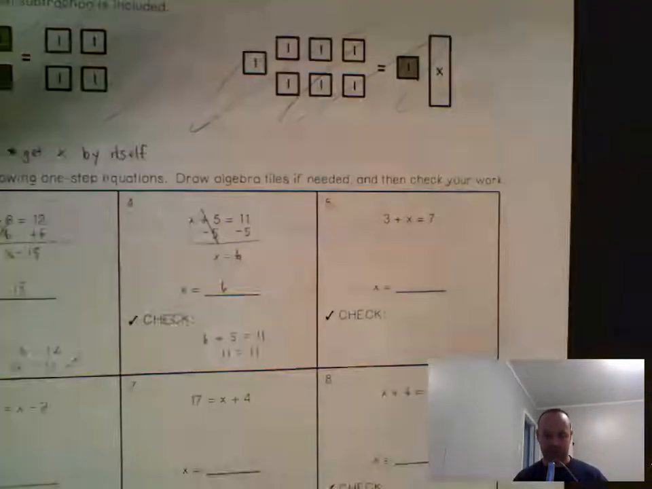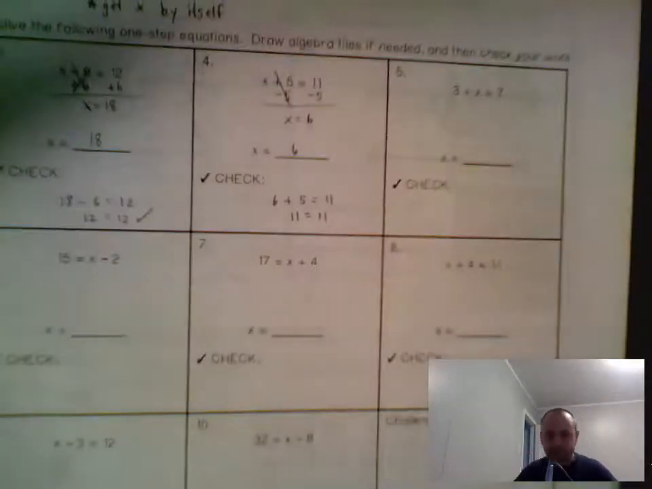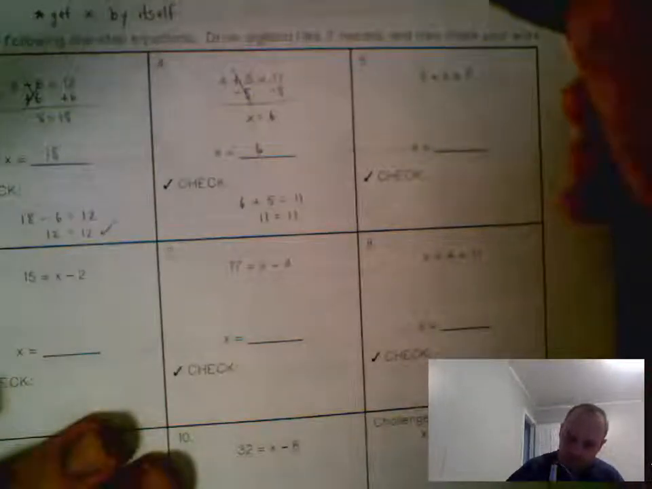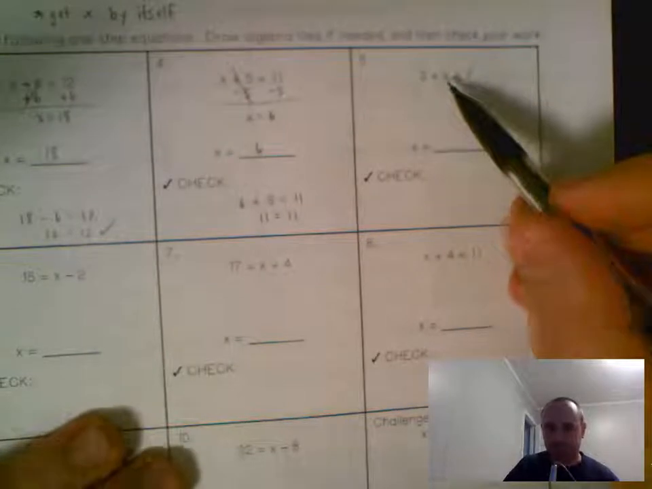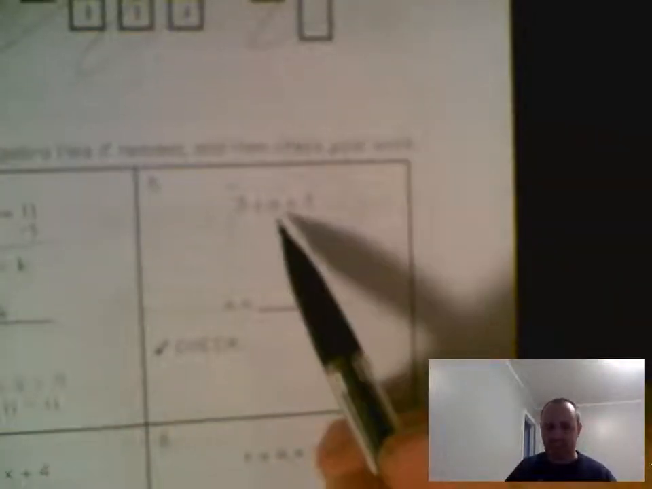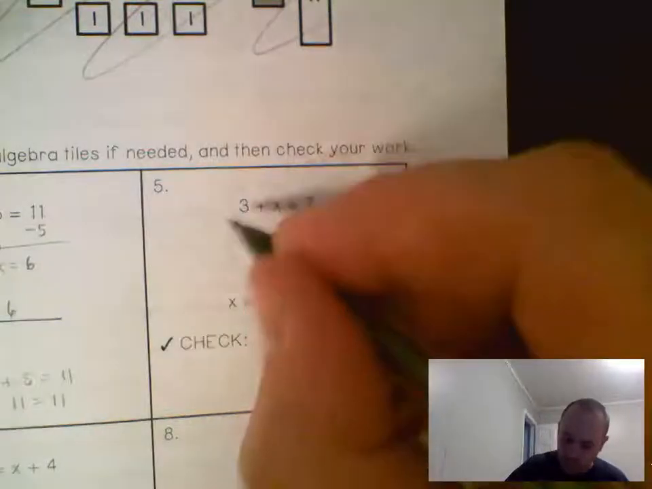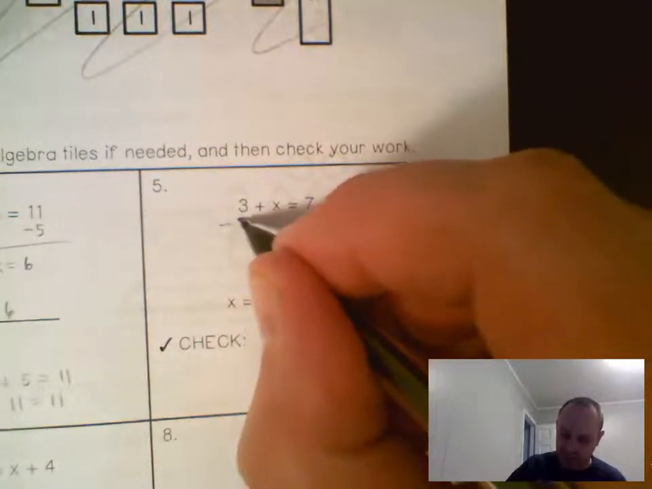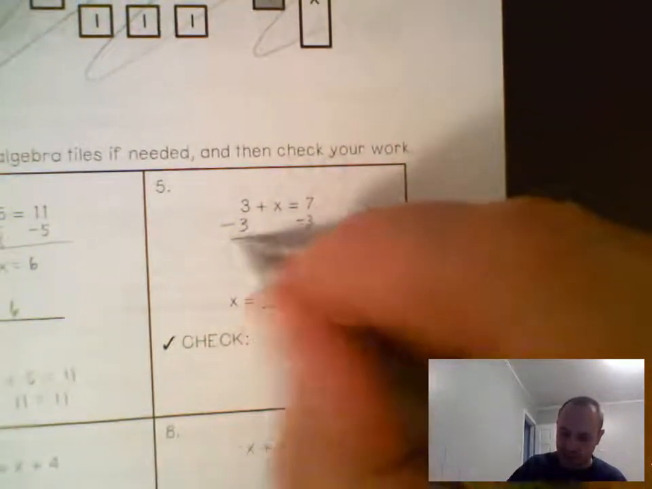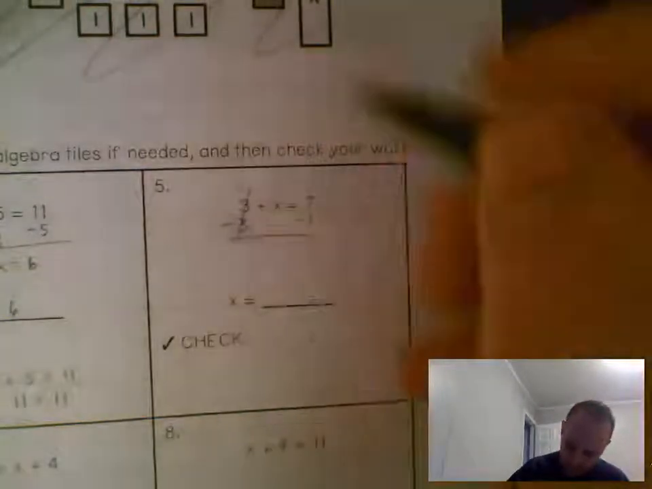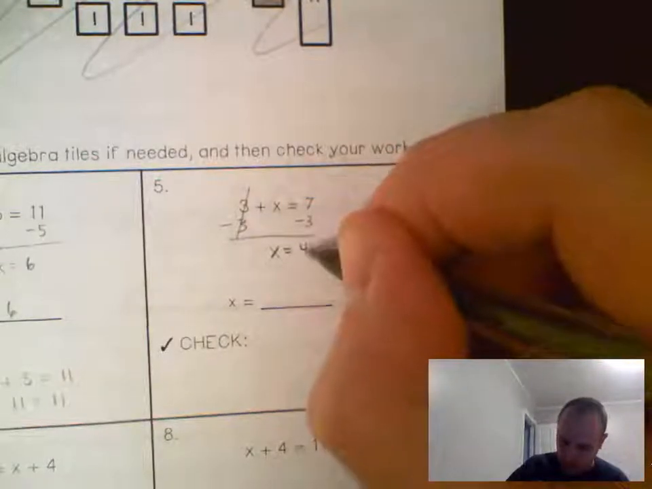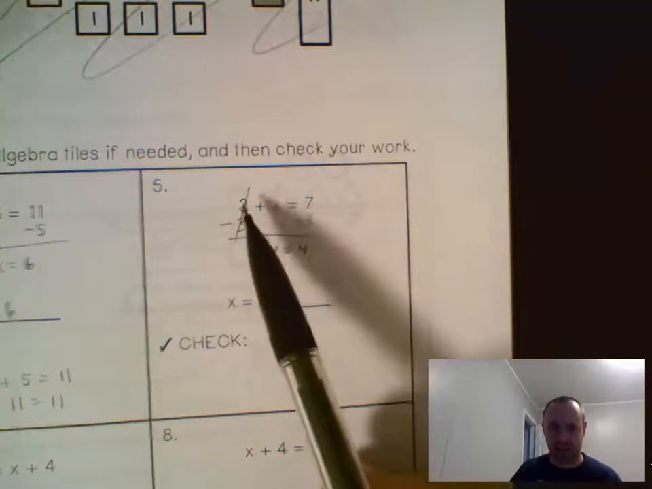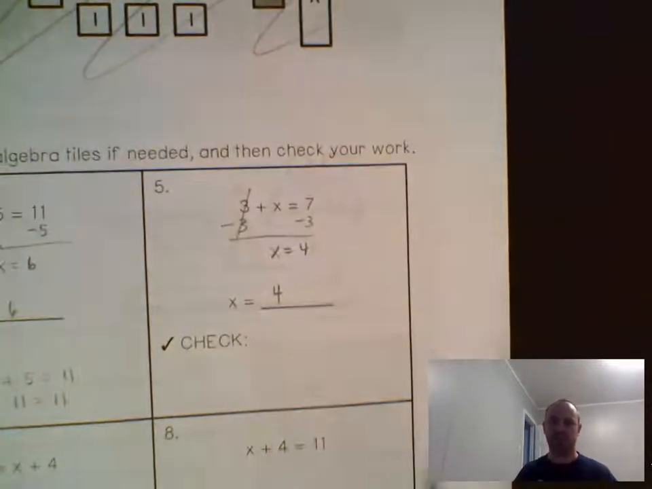Why don't you guys try number 5 and 6? Okay, number 5. This one's set up a little different, so we want to get that x by itself, so we'll leave it there, but we want to get this 3 out of the way. If there's nothing in front of it, that's like a +3, so we have to -3 from this side and -3 from that side of the equal sign. So you'll get x equals 4. Then checking it, just take that answer and plug it in here, so 3 plus 4. Yes, that is indeed 7. So we did it correctly.